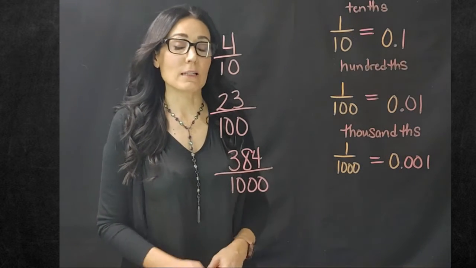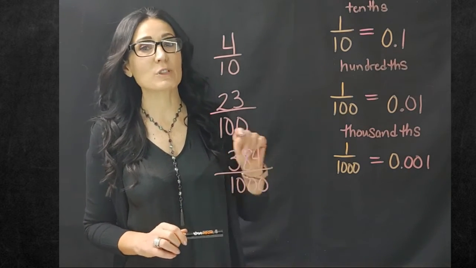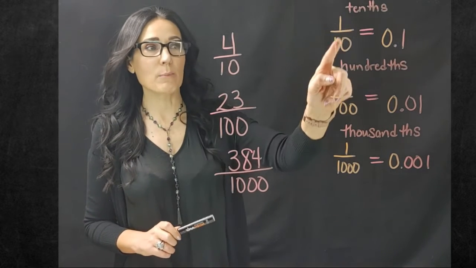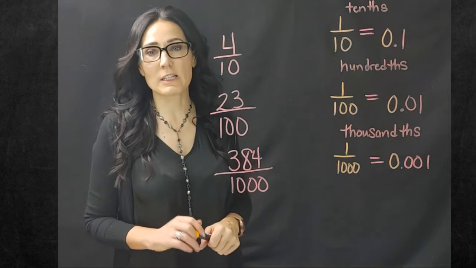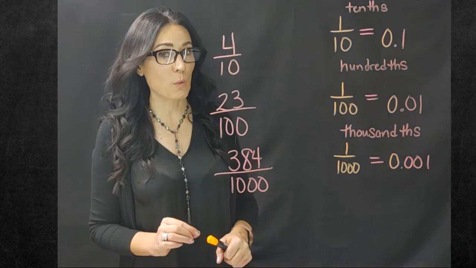When we think about the decimal of tenths, we need to realize that it is 10 times smaller than a whole number. So hence the name, 1/10 is written as 1/10 as a fraction, and it's written as 0.1 as a decimal, and it is 10 times smaller than a whole number.